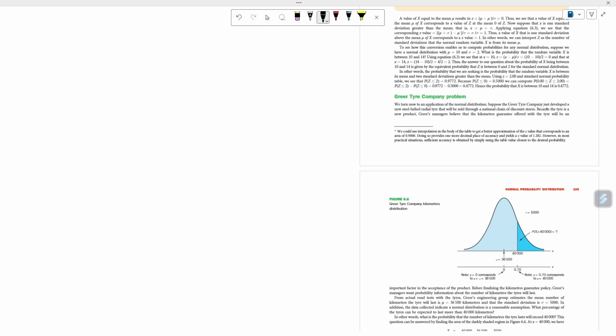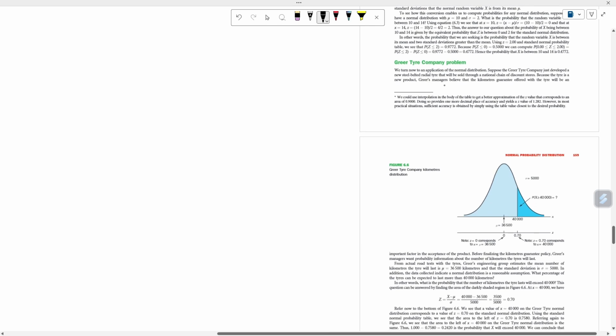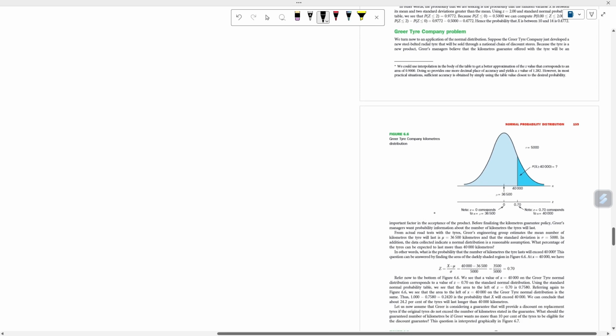Suppose the Gerer Tire Company just developed a new steel belted radial tire that will be sold through a national chain of discount stores. Because the tire is a new product, Gerer's managers believe that the kilometers guarantee offered with the tire will be an important factor in the acceptance of the product. Before finalizing the kilometers guarantee policy, Gerer's managers want probability information about the number of kilometers tires will last.